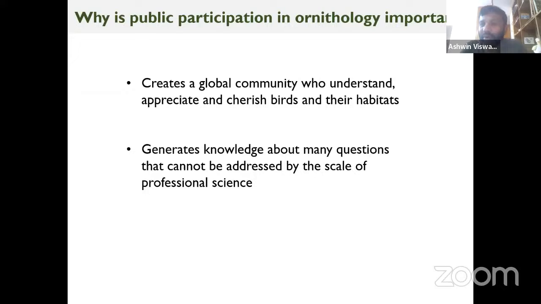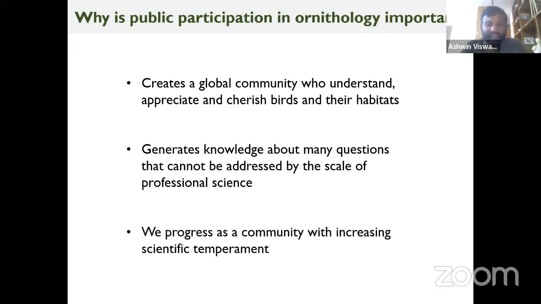There are so many more scientific questions that can come up. When you have 100 people thinking about birds and ornithology, there are only so many ideas that can come. But when you have tens of thousands of people thinking about the many things that they observe around them, why are things happening, why are birds behaving a certain way, why are there certain patterns that they're seeing in nature, then there are so many more questions that come about. Then we progress as a community with greater scientific temper. Everybody learns to ask questions, go through the logical process, and produce science.